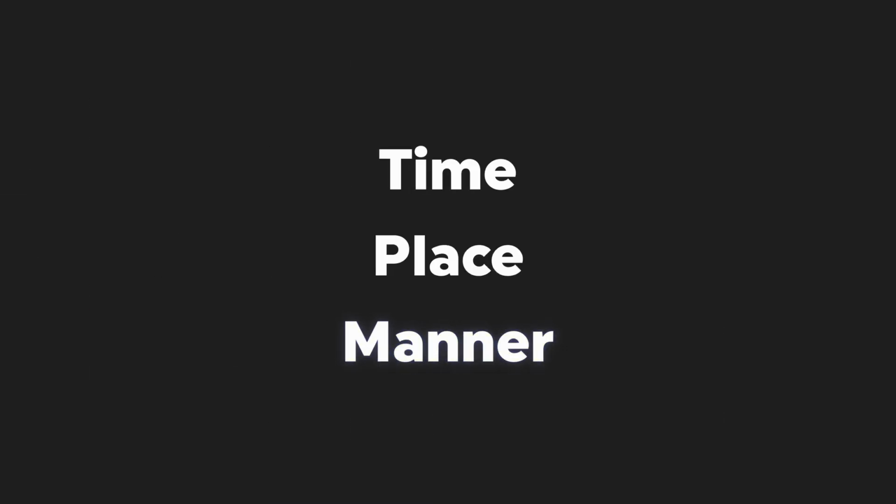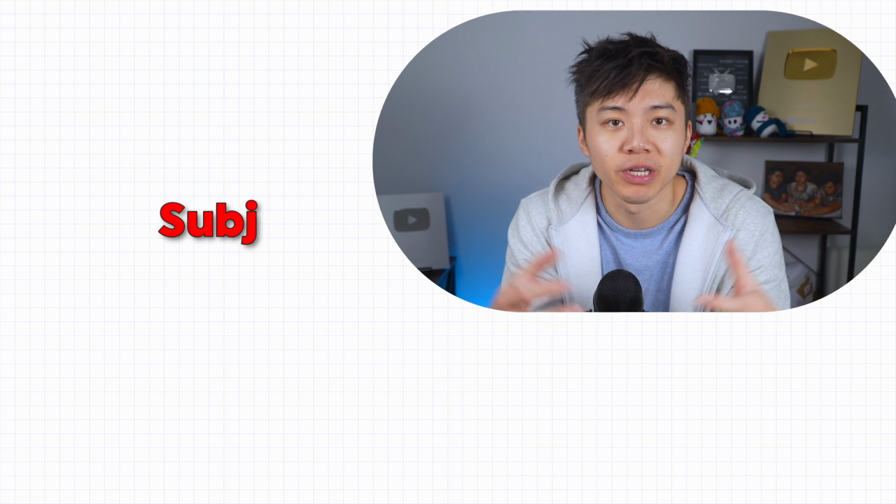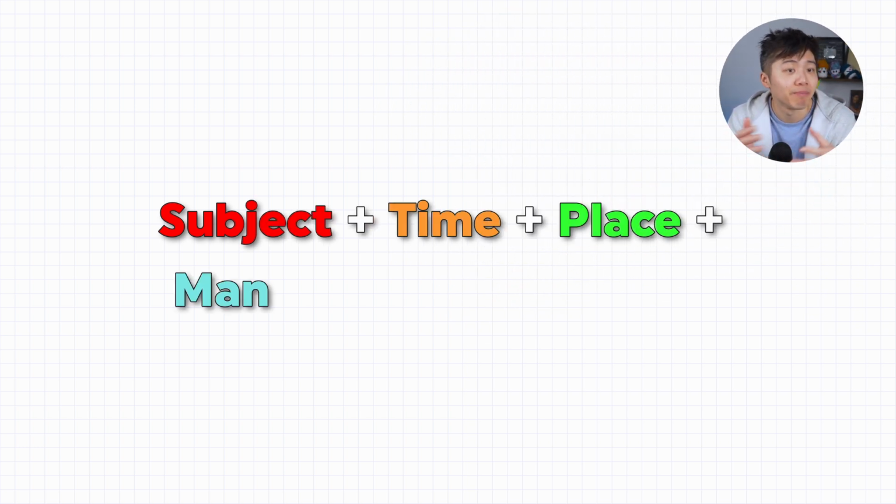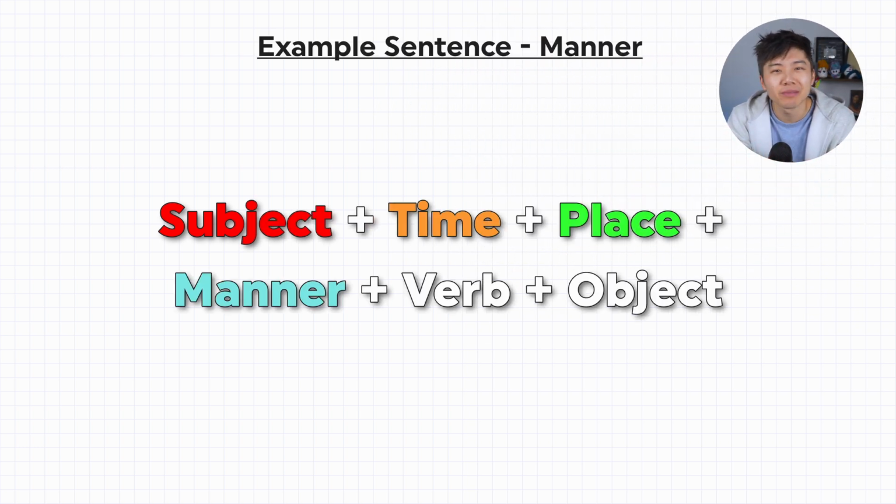Okay, now adding manner. Let's add how the action is done. This is called the manner. And it usually goes after place and before the verb. So the full sentence structure then becomes subject, time, place, manner, verb, and object. Let's look at some natural examples.